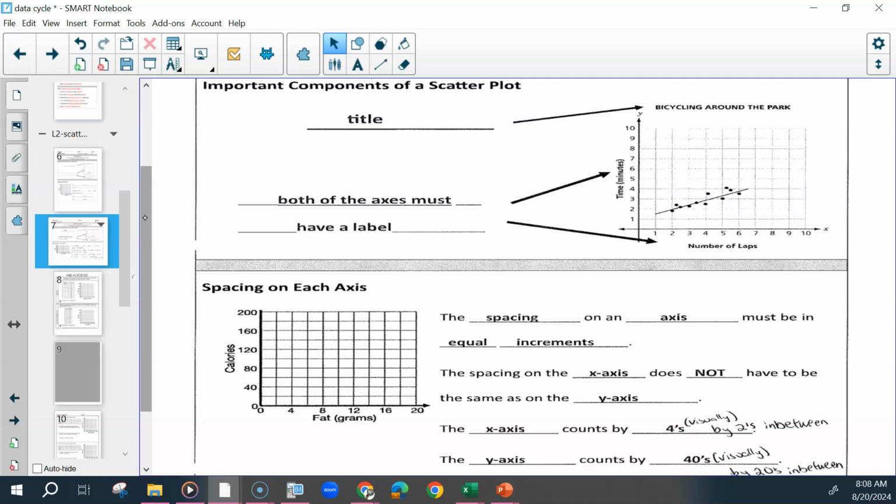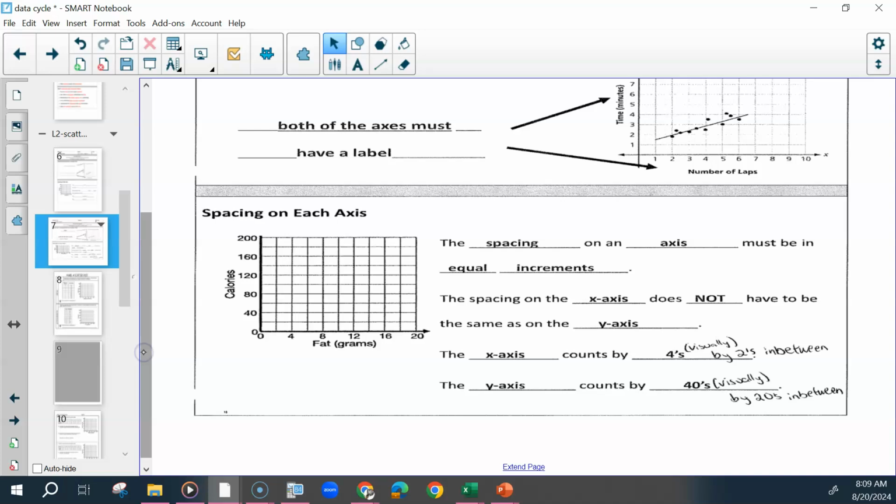And then on your x-axis and your y-axis, they both must have a label. So something that tells you what exactly the data at the bottom and on the side represents. And then when we talk about the spacing, the spacing on an axis must be in equal increments. So I can't start at 0 and start counting by 2s and then all of a sudden start counting by 5s. It doesn't work like that.